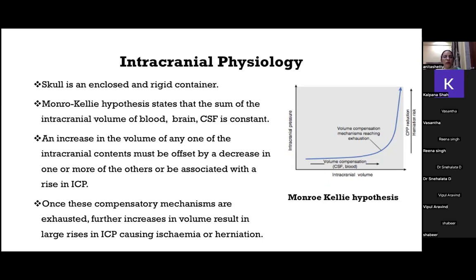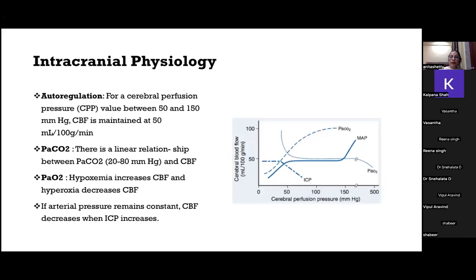Any increase in volume of any one of the intracranial contents must be offset by a decrease in one or more of the others. And mostly it is by the blood or CSF which is pushed into the extracranial spaces, so that it is not associated with an increase in ICP. But as you can see in this graph, once these compensatory mechanisms are exhausted, further increase in volume will result in a large rise in ICP, causing ischemia or herniation.